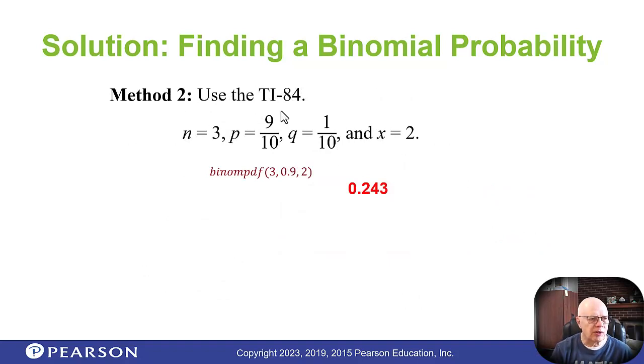So you're going to use the TI-84. You probably are going to put in 0.9 here. You won't need this one. If you did, you'd put 0.10, but you really don't need that. And you will need the 2. There's a 3, there's a 0.9, there's a 2, and you don't have the Q at all. And there's our probability.